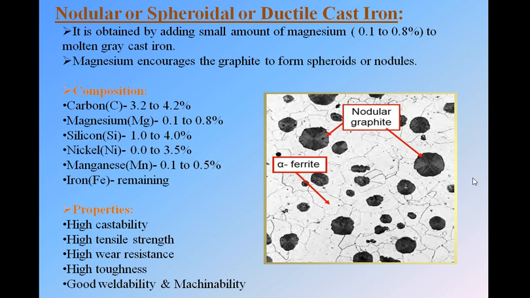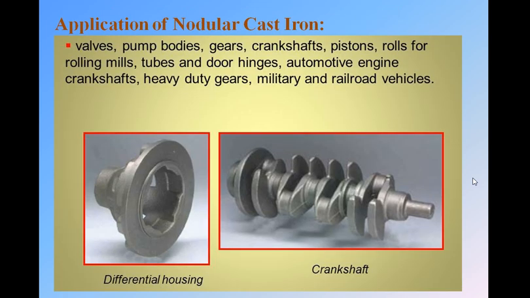Okay, next, these are the applications of nodular cast iron. It is used for valves, pump bodies, gears, crankshafts, pistons, rolls for rolling mills, tubes, door hinges, automotive engine crankshafts, heavy duty gears, military and railroad vehicles. These are two examples you can see in the figure. This is a differential housing and the second is a crankshaft. Okay, these all are cast products.